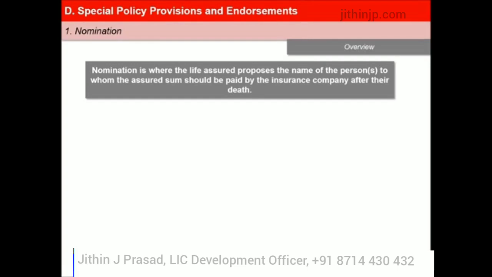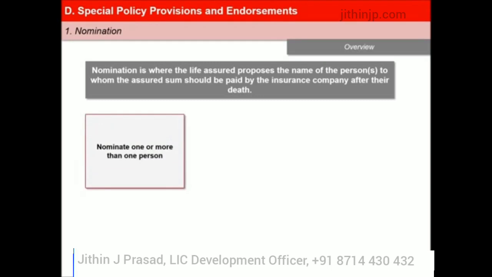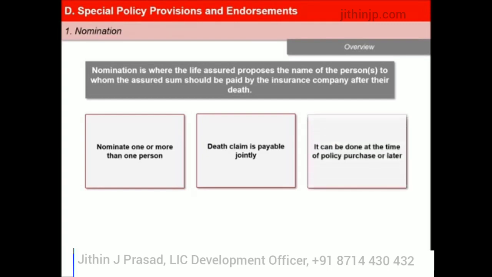The life assured can nominate one or more than one person as nominees. Where more than one nominee is appointed, the death claim will be payable to them jointly or to the survivor or survivors. No specific share for each nominee can be made. Nomination can be done either at the time of policy purchase or later.